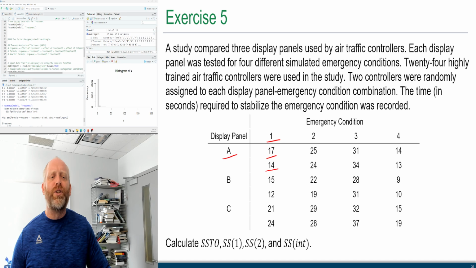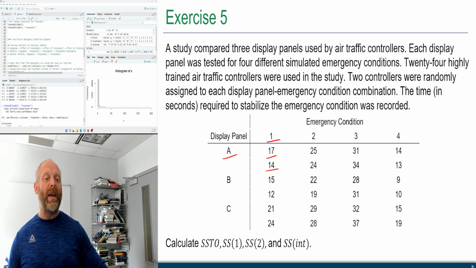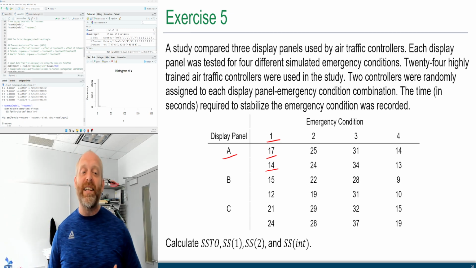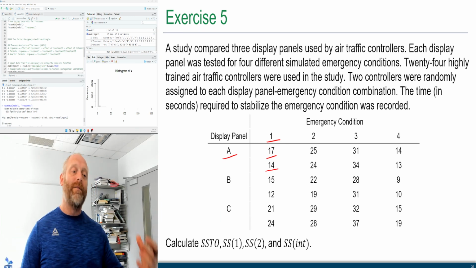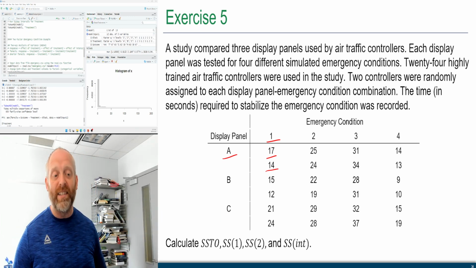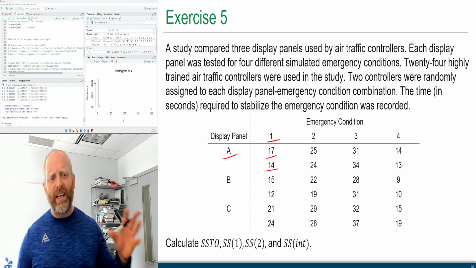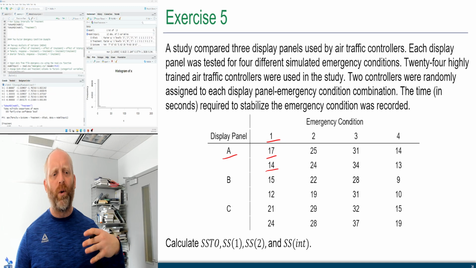Now here we're doing the reverse. We're not trying to maximize a number of seconds. Here we're trying to minimize the number of seconds because obviously we want to be able to stabilize an emergency condition as fast as possible. So 17 seconds versus 14 seconds, well, the 14 seconds is better overall. But again, we're talking about 2 experimental units for each one of the treatments.